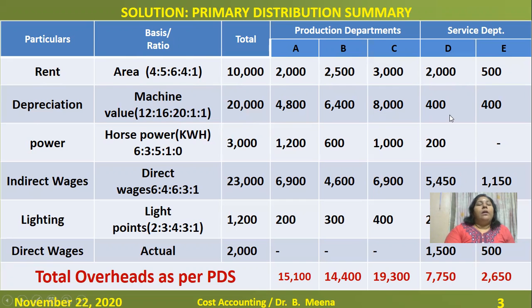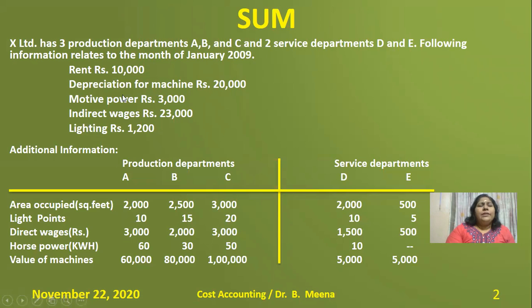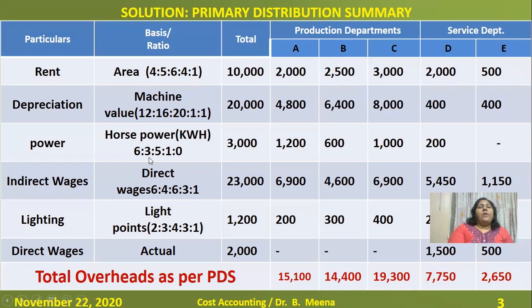Are you right? Then next item, motive power 3000. This motive power 3000 can be apportioned between the production and service departments on the basis of HP, I mean horsepower hours. So what is the final ratio? 6, 3, 5, 1. I can take the ratio because these are the values. So I can simplify by cancelling all zeros. So 6, 3, 5, 1, so 6 3 5 1 out of 3000. So 6 by 15, 3 by 15, 5 by 15, 1 by 15. So I'll get all these values.